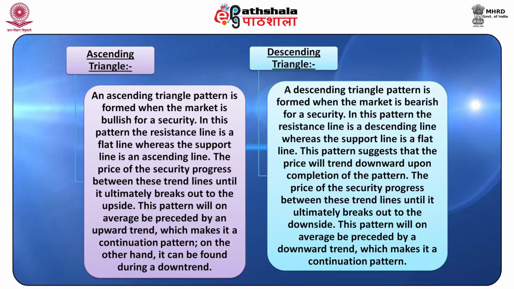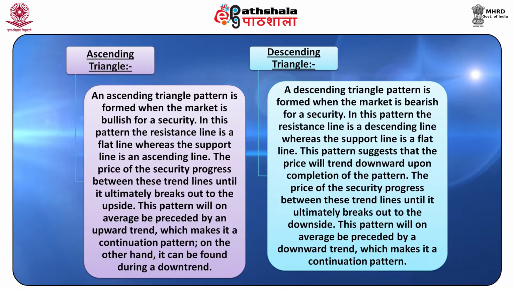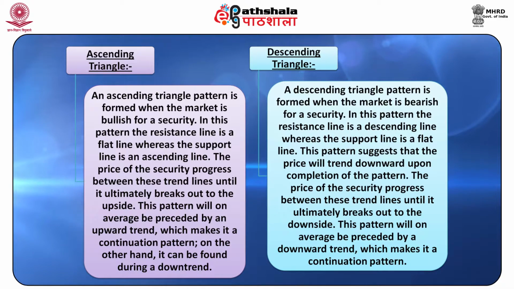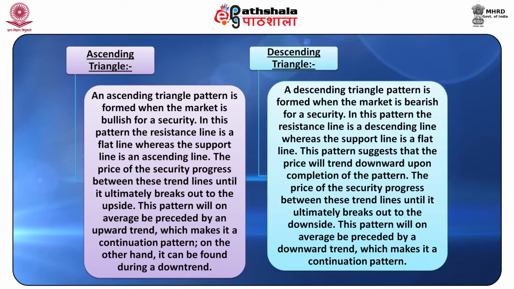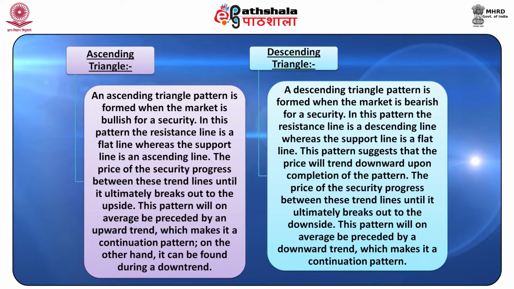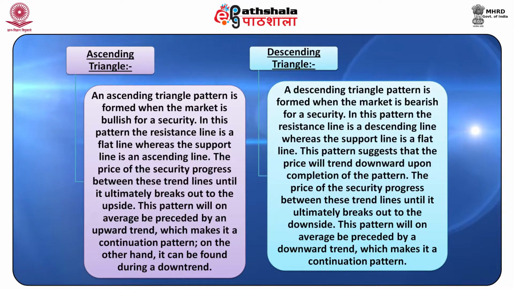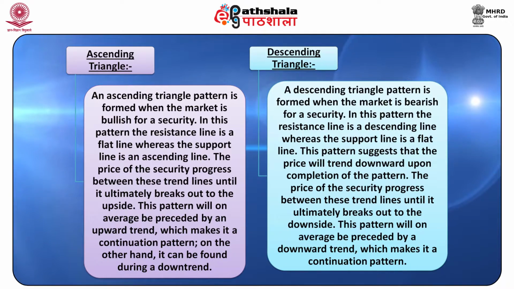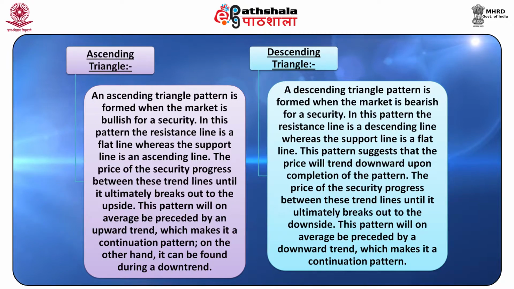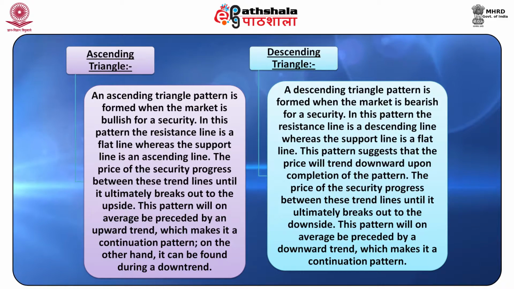Next, descending triangle. A descending triangle pattern is formed when the market is bearish for a security. In this pattern, the resistance line is a descending line, whereas the support line is a flat line. This pattern suggests that the price will trend downward upon completion of the pattern. The price of the security progresses between these trend lines until it ultimately breaks out to the downside. This pattern will on average be preceded by a downward trend, which makes it a continuation pattern.